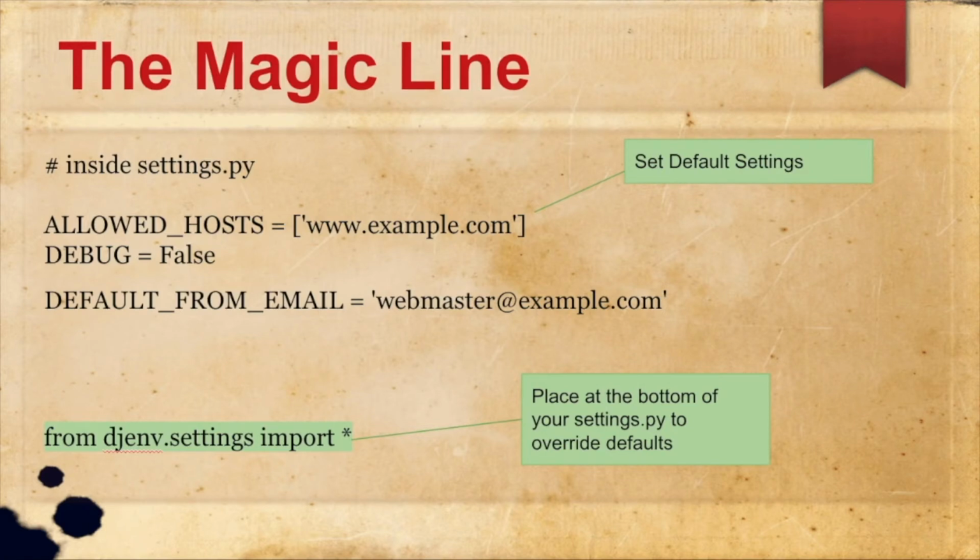We just took a look behind the scenes at how the DjEnv source code works. Now onto this magical line I keep talking about. This is our settings.py file, and at the bottom you see we've placed from djenv.settings import *. This line automatically imports our settings directly from our environmental variables.